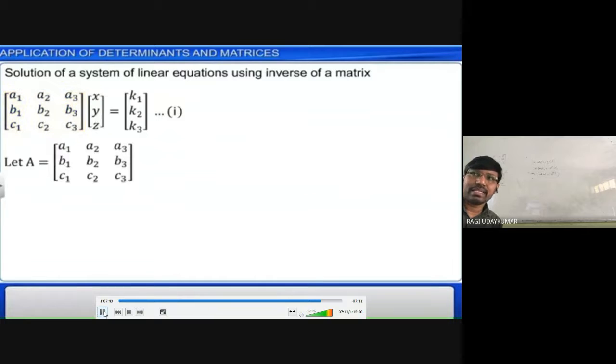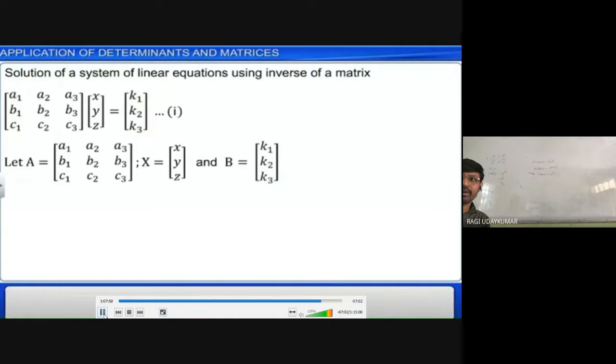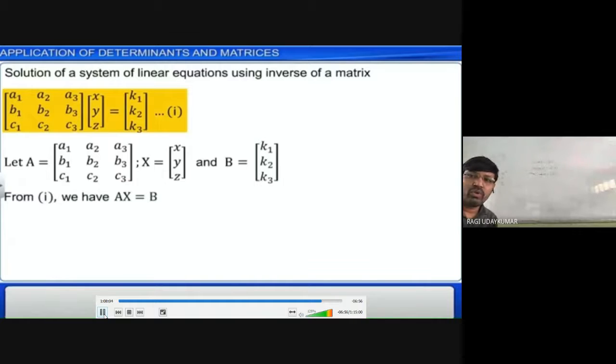So let this matrix be A, this matrix be X, capital X, and this matrix be B, the constants matrix. So we can write it as AX = B. A into X is equal to B. And we need X, that is X = [x, y, z]. It is necessary for us to find this out.